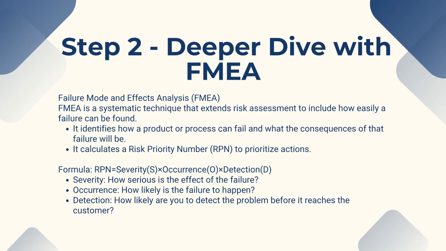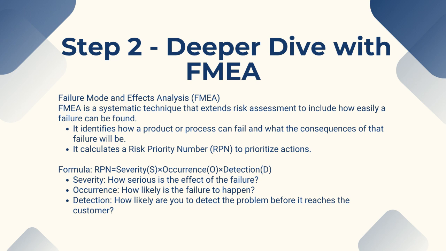For a more detailed assessment, especially in product development or process design, we can use a technique called FMEA, or Failure Mode and Effects Analysis. FMEA is a systematic, bottom-up technique used to identify potential design problems by examining the effects of lower-level failures on the entire system. It goes a step beyond the standard risk matrix by also considering how easily we can detect a failure before it causes harm.